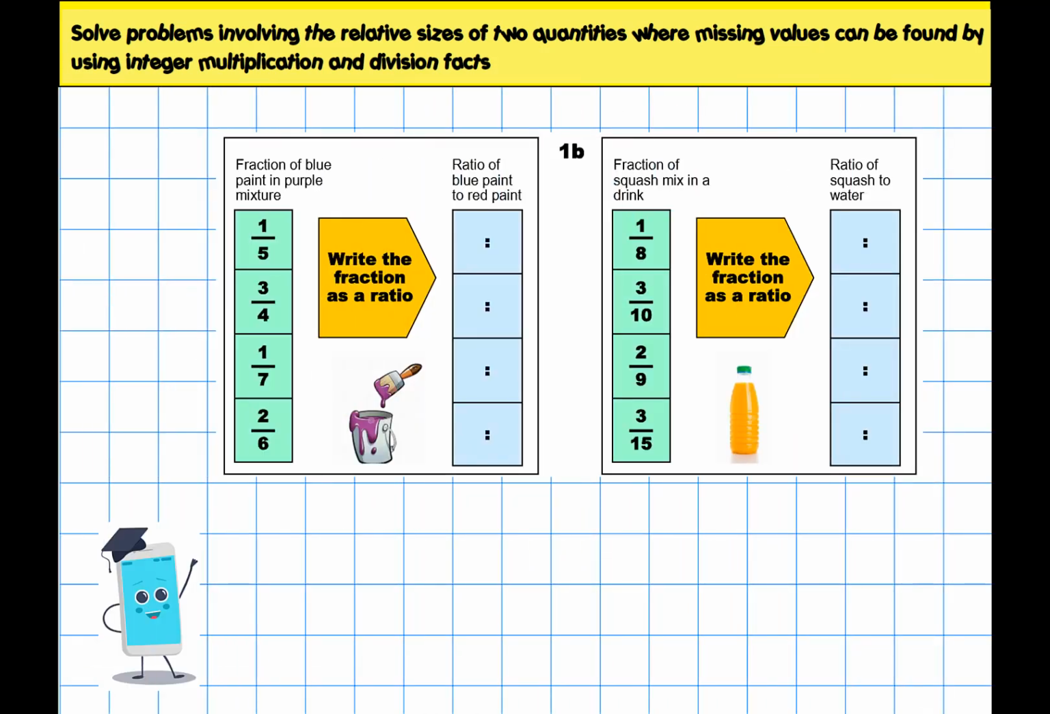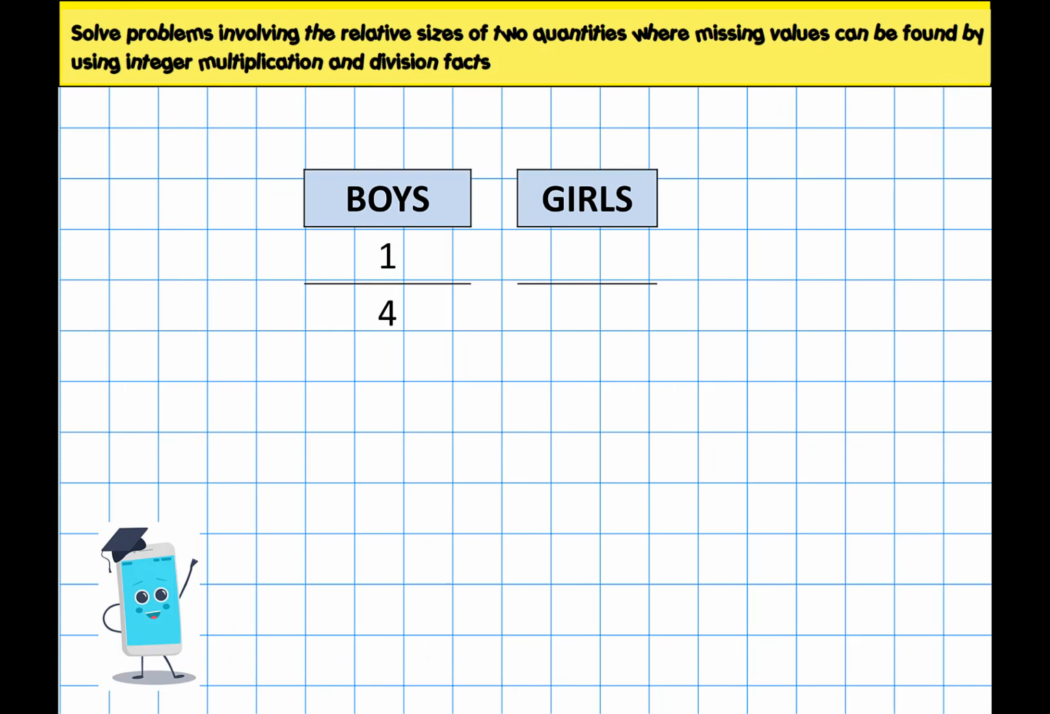Let's first explore the difference between writing something as a fraction and writing something as a ratio. You have 2 activities on your worksheet where you need to change the fraction to a ratio. Let's work through an example together to learn the skill. Let's look at this scenario. I have a group of people. 1/4 of my group are boys. So what fraction would be girls if 1/4 were boys?